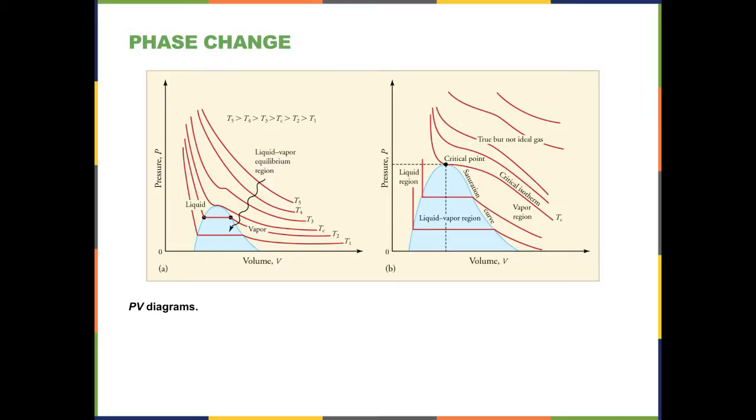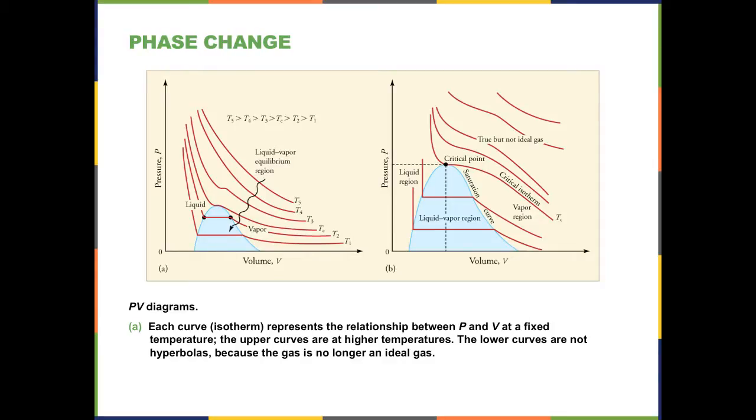Now here's an example of several pressure volume diagrams at different temperature points. If you look at the A group of curves, which are on the left, each curve is what's called an isotherm, which means that it's at a particular temperature and shows the relationship between pressure and volume at that temperature. The higher curves are fairly nice hyperbolas because they are at a higher temperature.